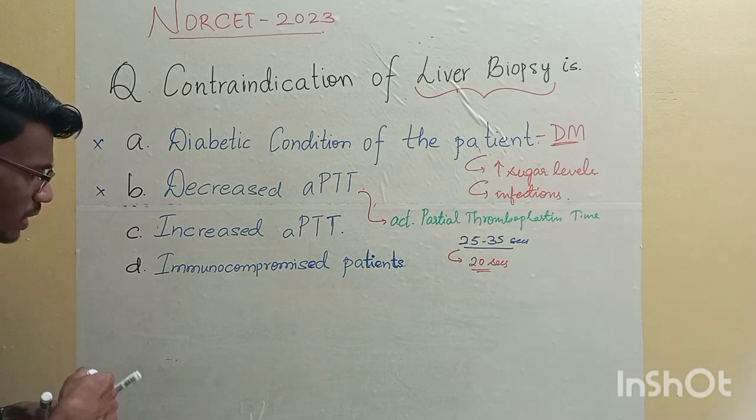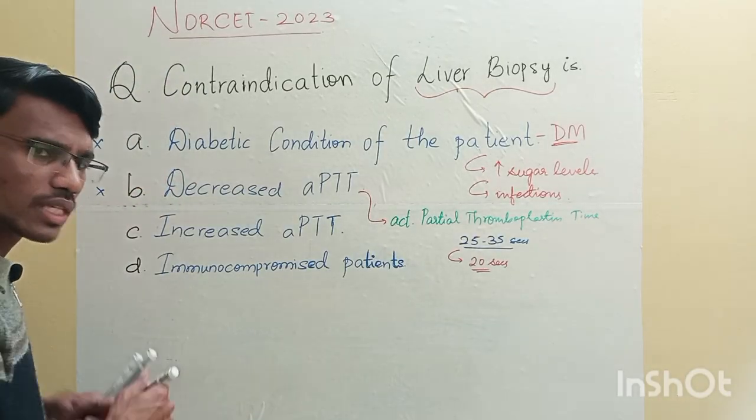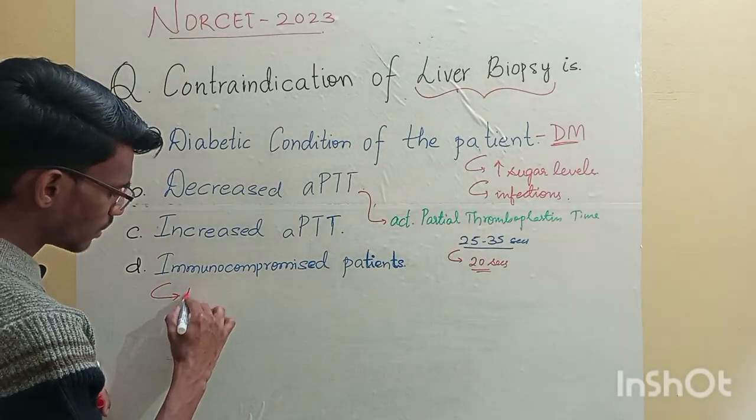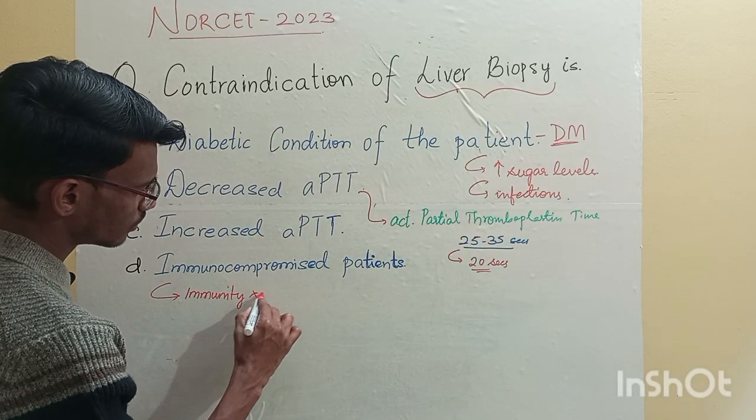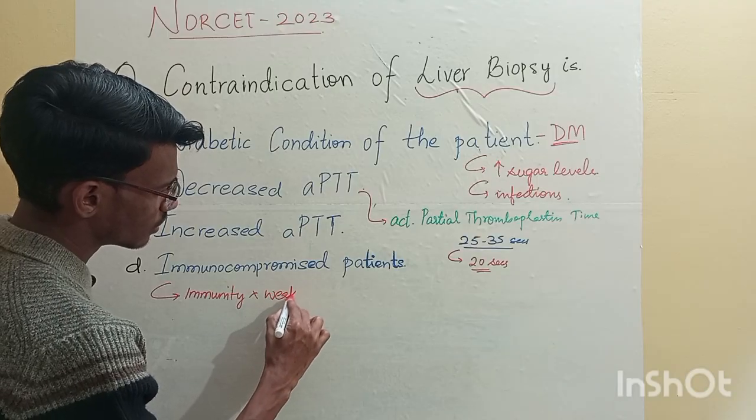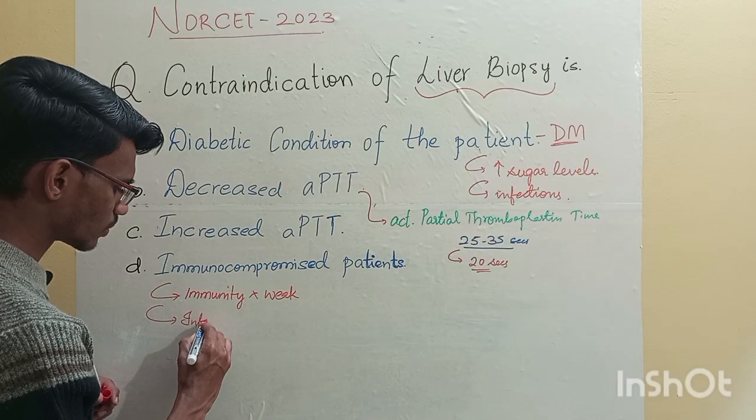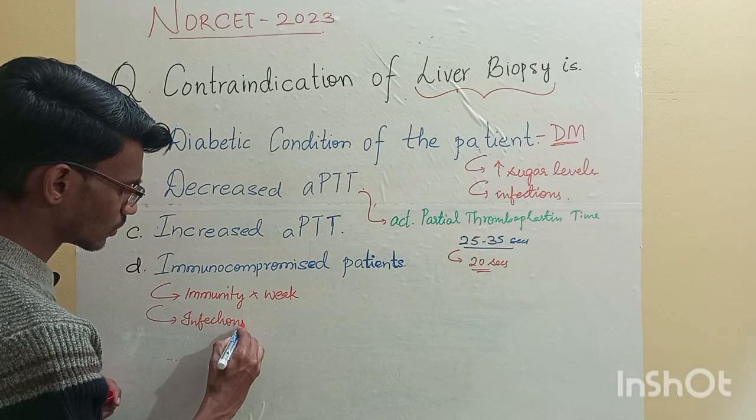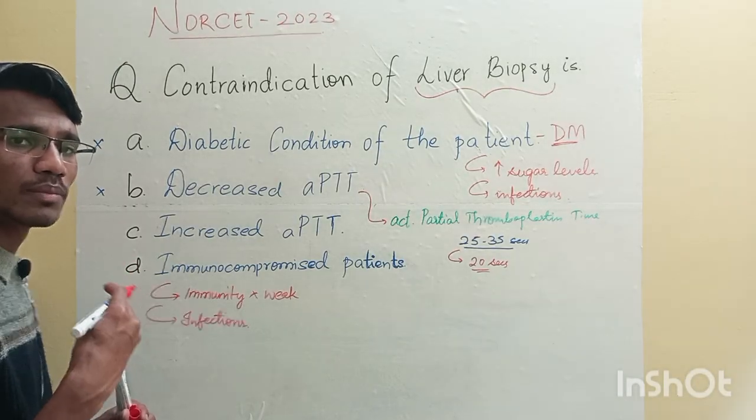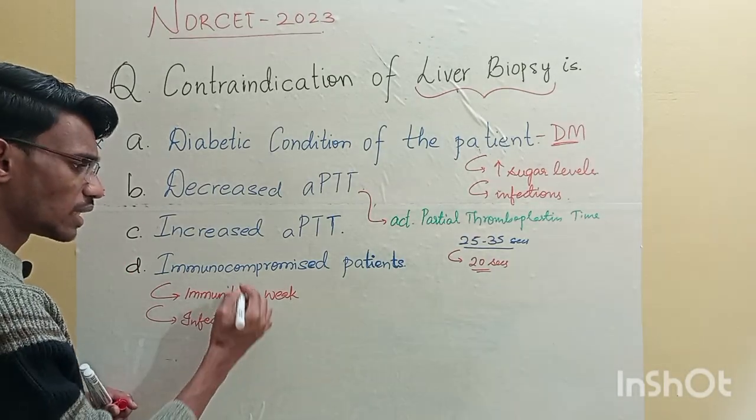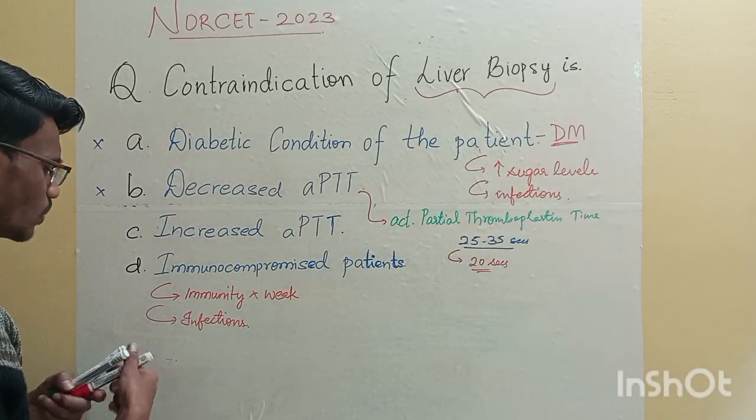Let's go to the fourth option. So it says immunocompromised patients. Again, in any patient who is immunocompromised, it means the patient's immunity is not strong. So immunity is weak. So in a patient whose immunity is weak, he is always prone to get infections. Since this procedure of liver biopsy is not going to introduce any infection into the body, the immunocompromised patient can also undergo liver biopsy. So hence this option can also be ruled out.